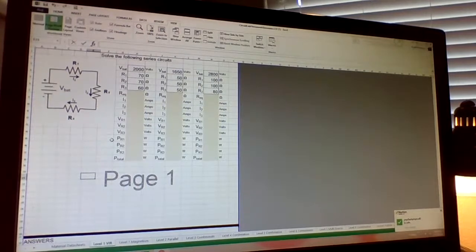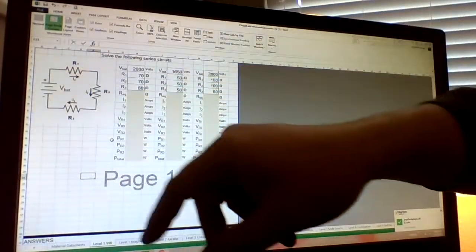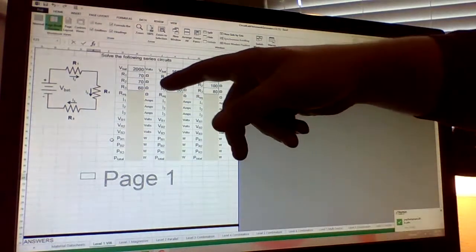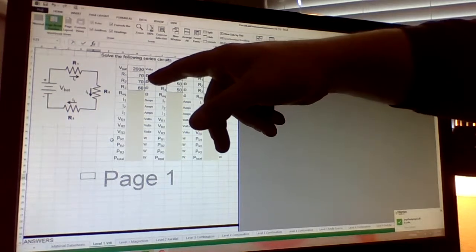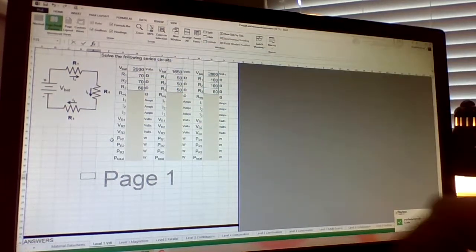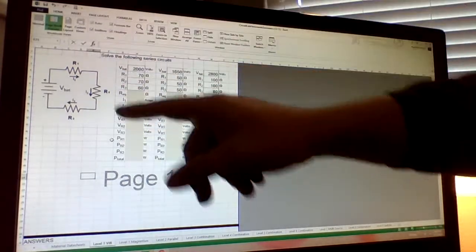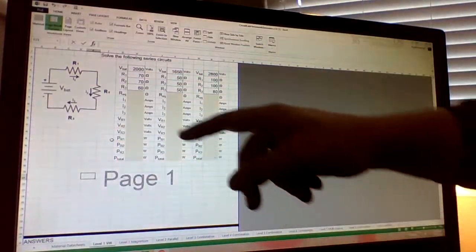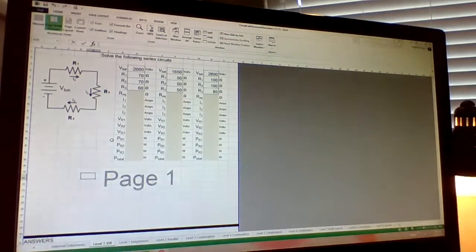Here is level 1 of simple circuits. So what you see is you have a battery with 3 resistors in series, and it gives you a random setting for the resistances and the voltages. And it wants you to calculate R equivalent, what's I1, what's I2, what's I3, what's the voltage of resistor 1, voltage of resistor 2, voltage of resistor 3, and what's the power of each, and what's the power total.